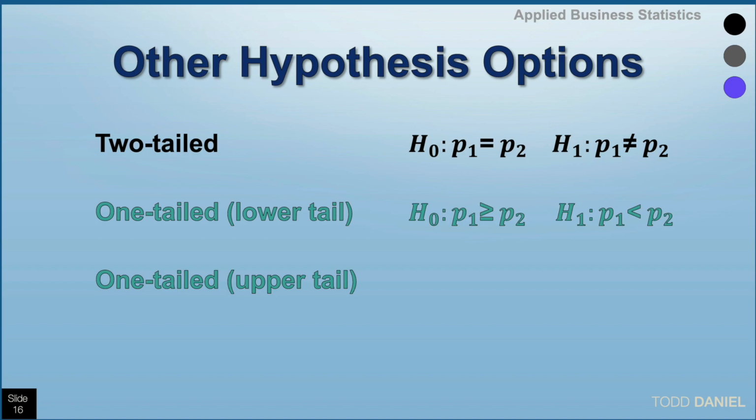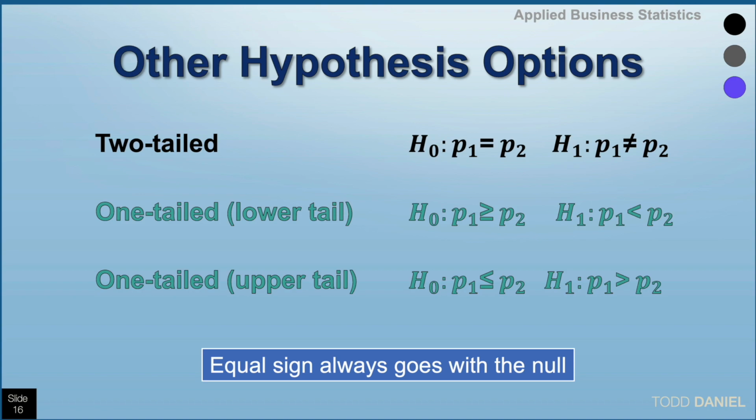Same logic with an upper-tailed one-tailed test or the greater than direction. I would write the alternative first, P1 greater than P2, and the null is less than or equal to. Remember that, regardless, the null hypothesis always gets the equal sign. Equal sign always goes with the null. And now we're going to walk through those 5 steps of hypothesis testing. Step number 1 is to identify the appropriate statistic.